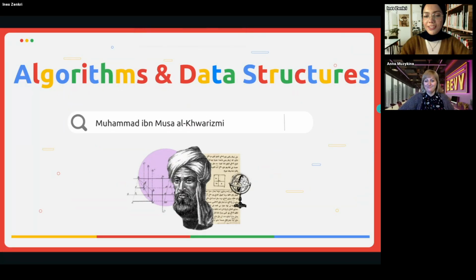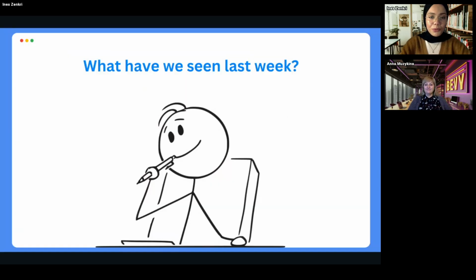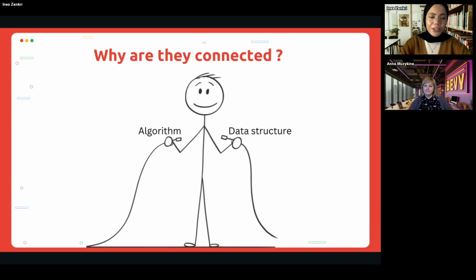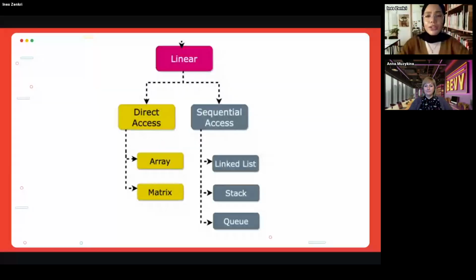Very nice. Thanks, Anna. Well, I welcome you again to our second session. I will start with a quick recap of what we did last week. Basically, first we defined an algorithm as a set of rules that are applied to an input in order to get an output. Then we discussed why algorithms are closely connected to data structures and how choosing the right data structure defines the efficiency of our algorithm. And also we explored data structures based on arrays, matrices, linked lists, stacks, queues, and more.